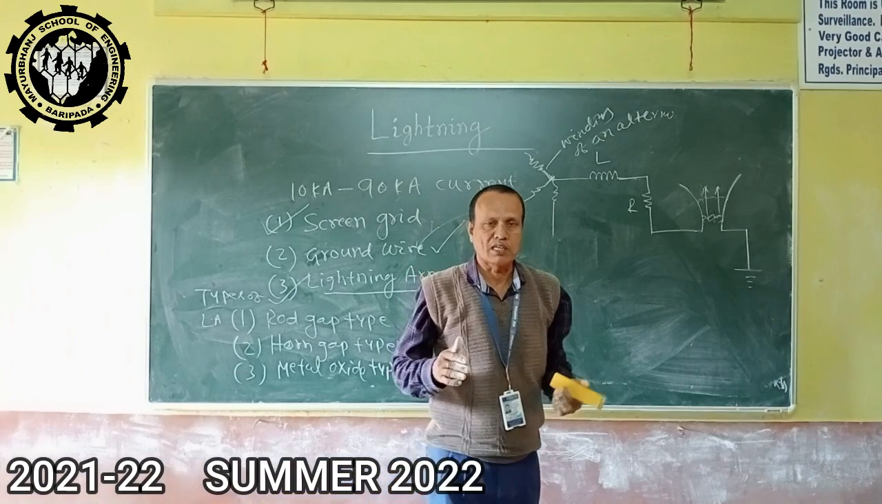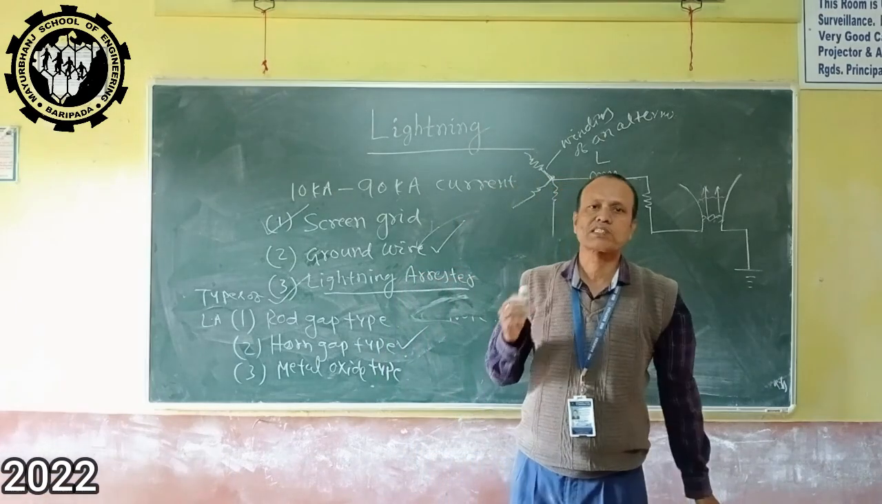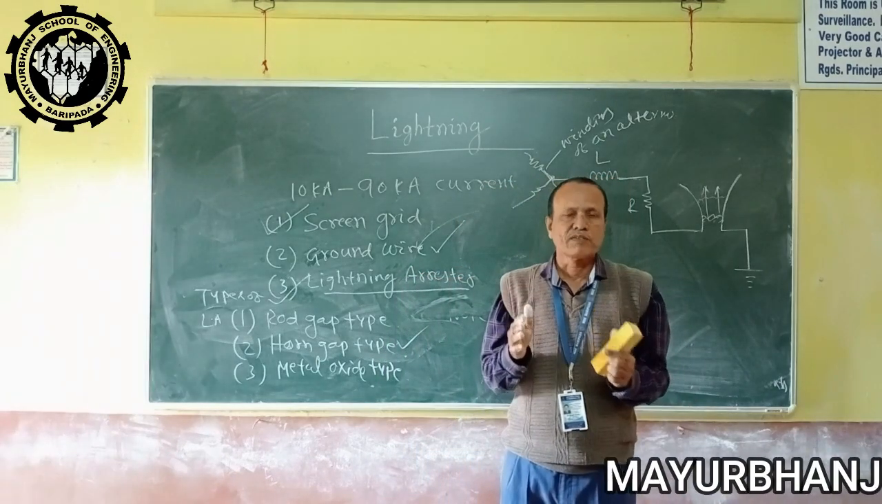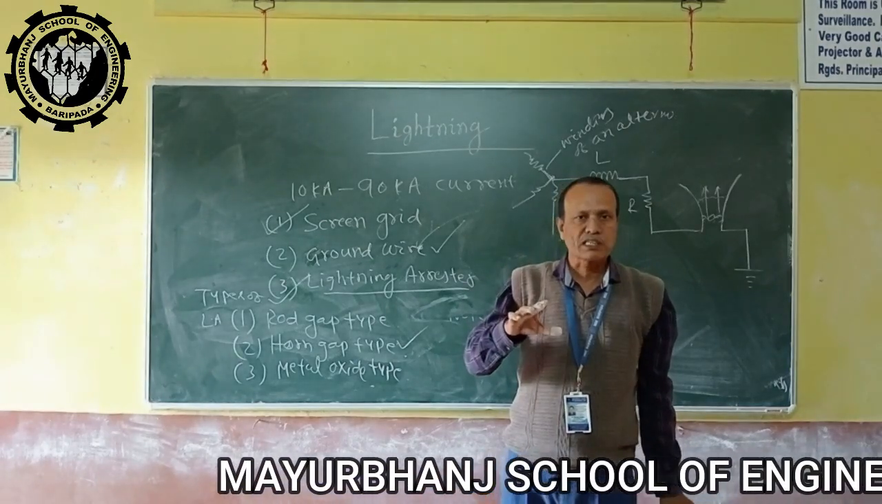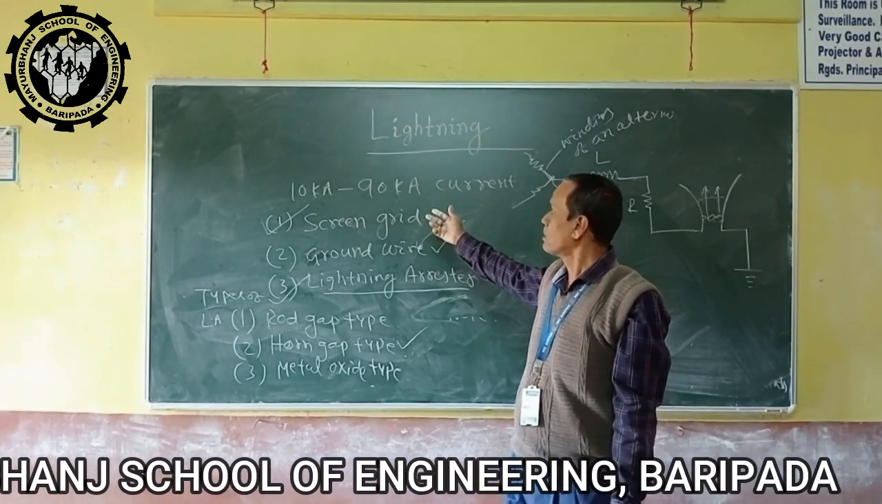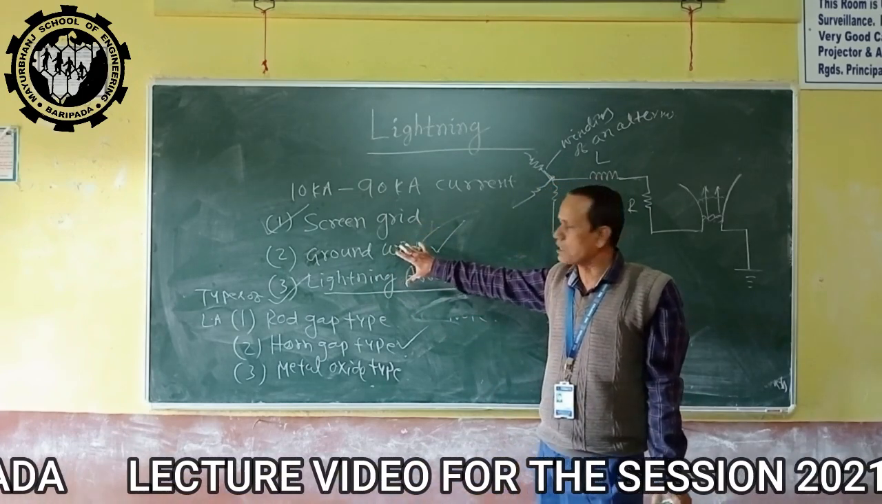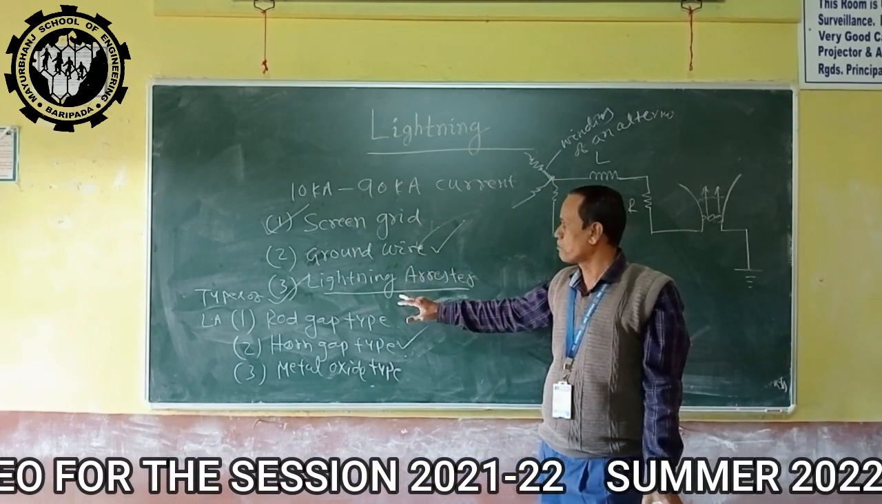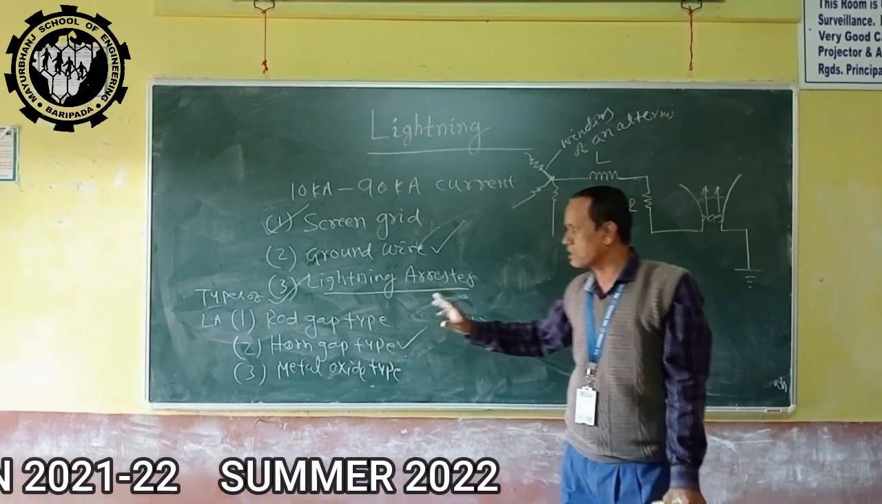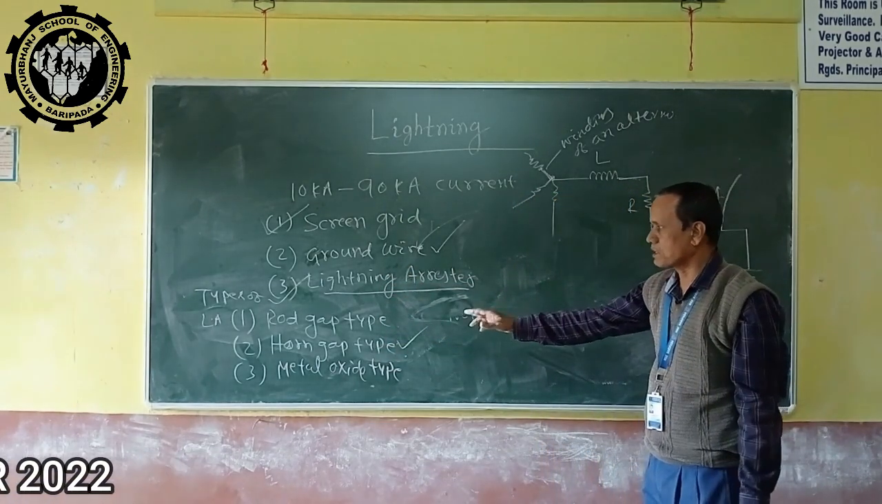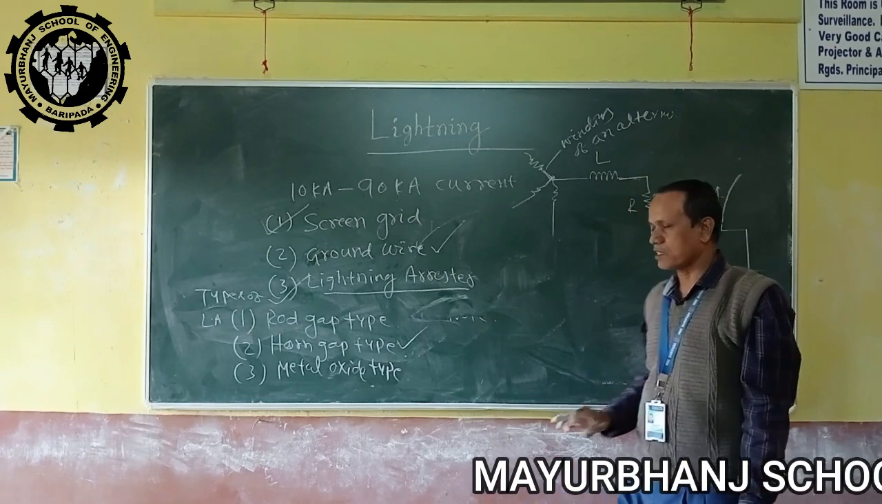So in this class we have discussed what lightning is, the mechanism of lightning, the harmful effects of lightning, how it can be protected against through different means, and finally the lightning arrester and its types, and one of them, the horn gap type lightning arrester.